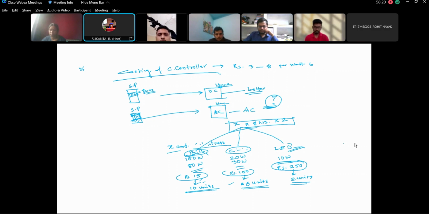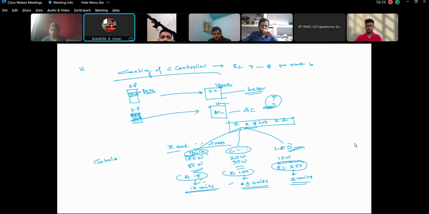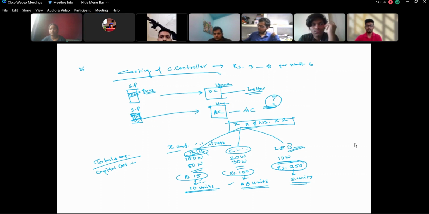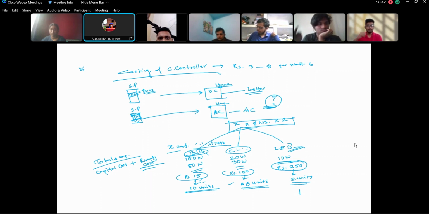Okay, so the total expenditure is the capital cost plus running cost. So here the running cost will be less, isn't it? Here it will be less, and here it will be a little bit increasing. Then here it will be decreasing more.